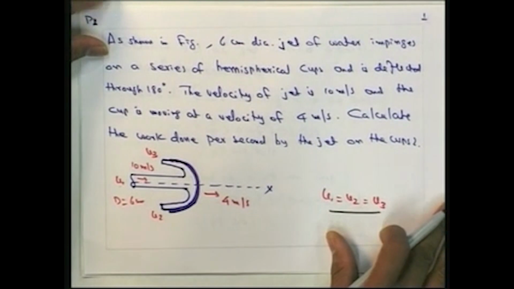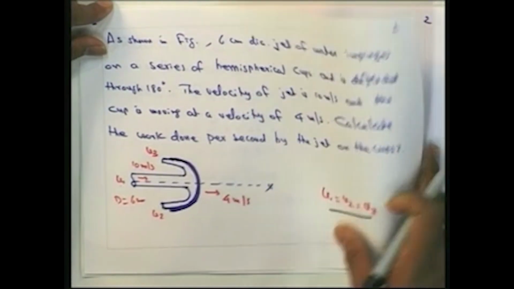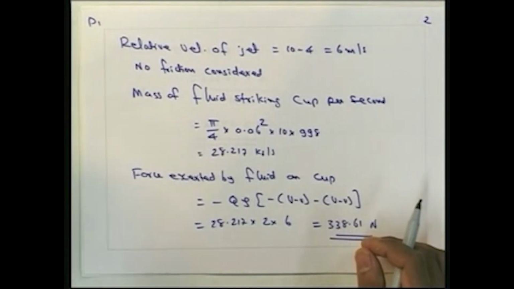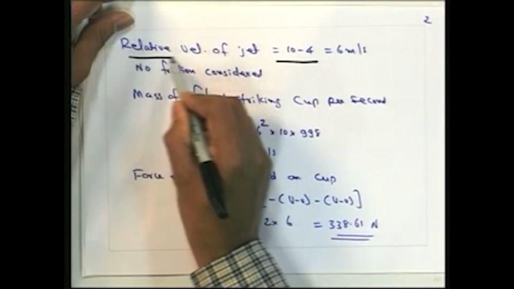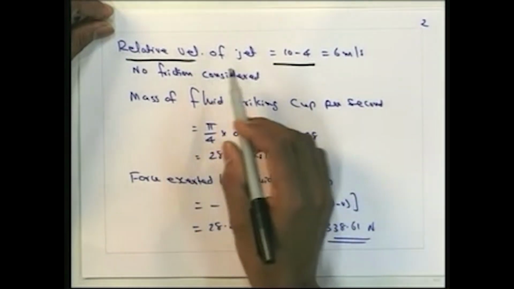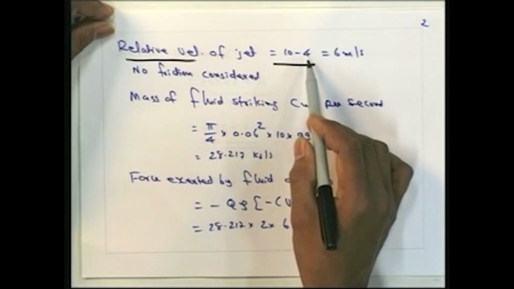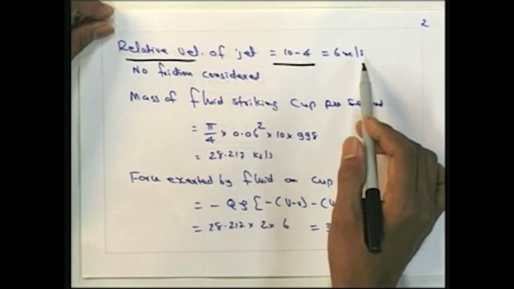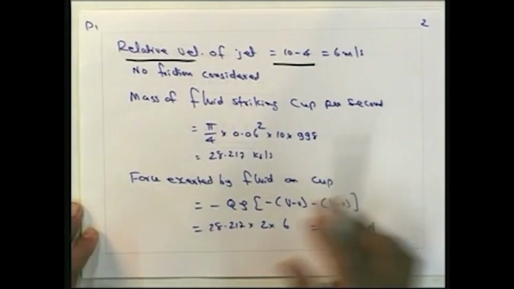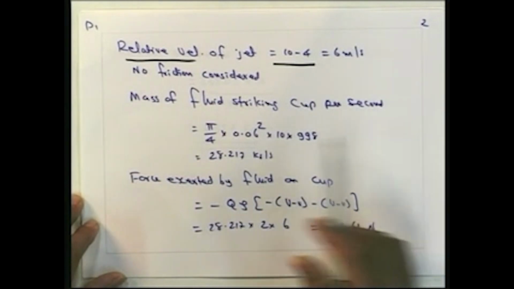So, we want to find out the work done per second by the jet on the cup for this particular problem. Since the jet is moving with a velocity of 10 meters per second and the cup is moving with a velocity of 4 meters per second, the relative velocity of the jet is 10 minus 4, that is equal to 6 meters per second. In this problem we do not consider friction, so no friction is considered.